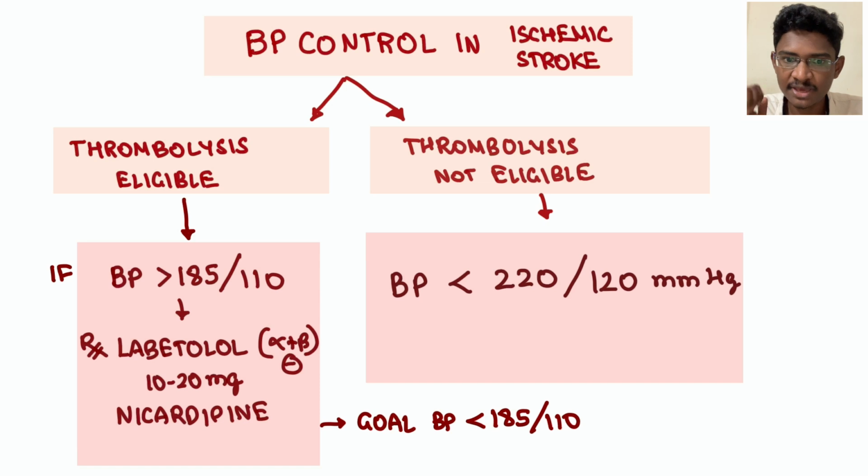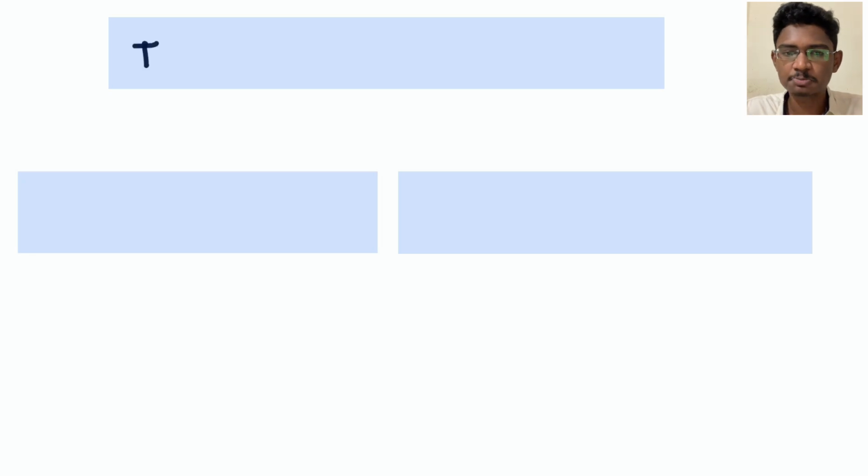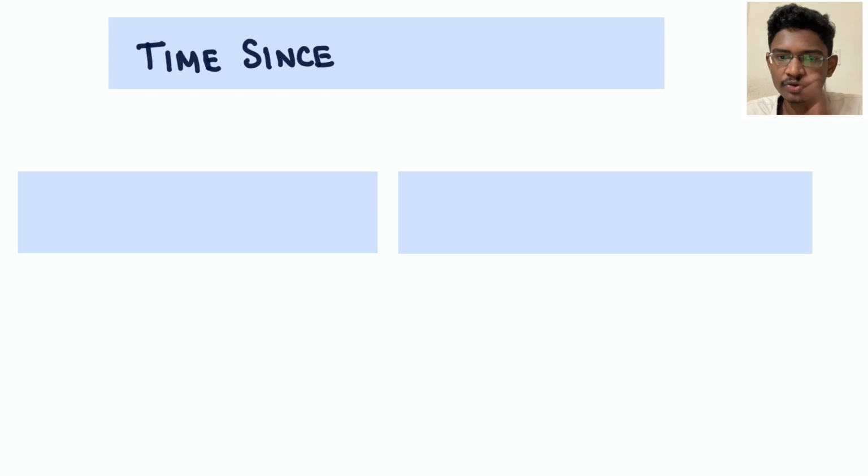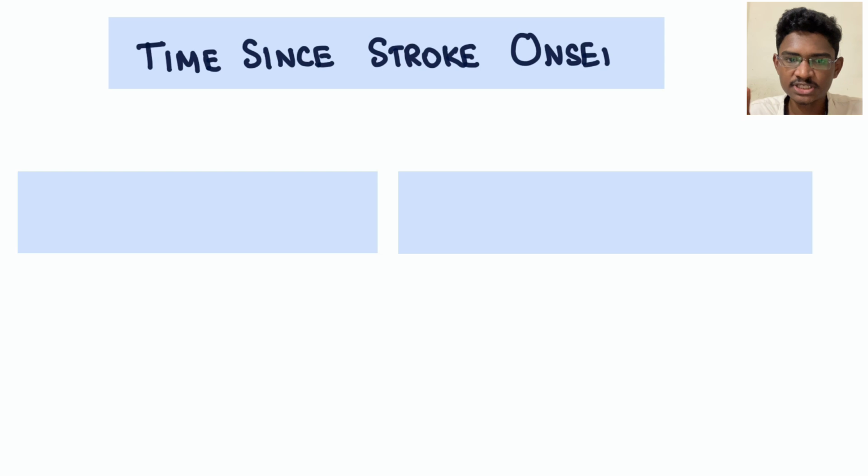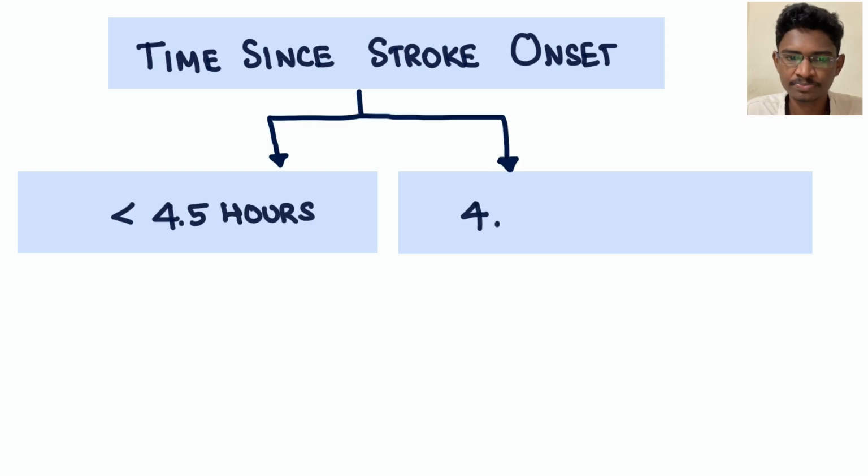Then his BP can be till 220 by 110. Till 220 his BP can be there. It's normal only. Okay, so till 220 it can be there if the patient is not taken for thrombolysis. This is regarding BP control in acute ischemic stroke.